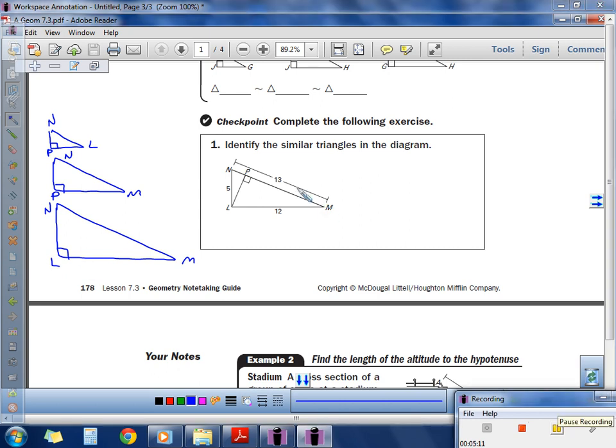One little mistake on this medium one. We have P in the corner, we have M. This is L down here. Should be L right there. One little mistake.